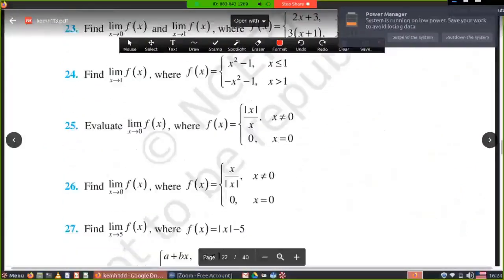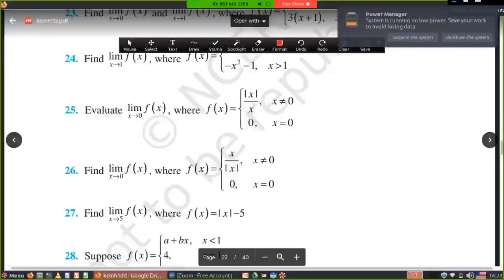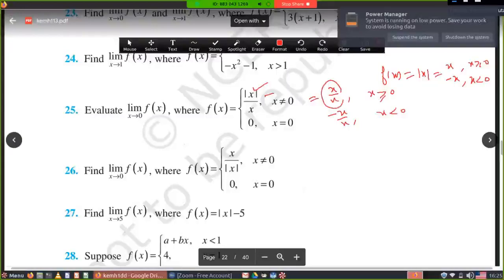25. In question number 25, I just want to tell you how to solve the mod function. What is the mod function? We have studied it in the 2nd chapter. Mod x means it is x if x is greater than or equal to 0, and minus x if x is less than 0. Here you can split the function. When you take x upon x, you are taking x greater than 0, and if it is minus x upon x, you are taking x less than 0. In this case you are getting 1, and in this you are getting minus 1. And 1 and minus 1 are not equal. The limit does not exist.